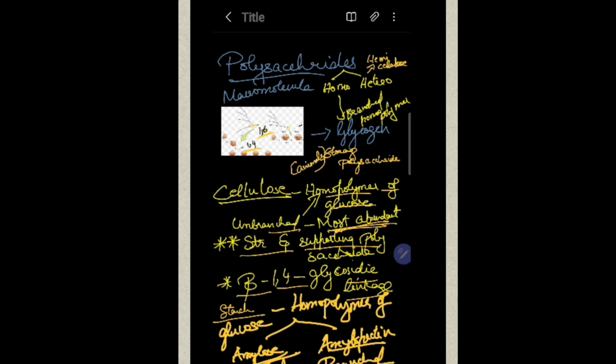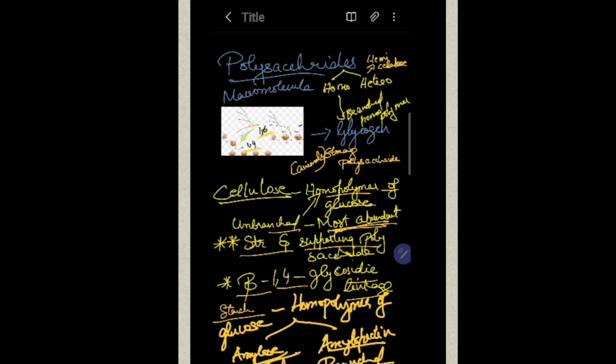You know the right end and left end have different names. The right end is called the reducing end, and the left end is the non-reducing end. And there are two types of polysaccharides. They are macromolecules and they are homopolymer or heteropolymer. Homopolymer means made up of only one type of monosaccharide. Heteropolymer means made of different types of monosaccharides. A heteropolysaccharide example is hemicellulose.